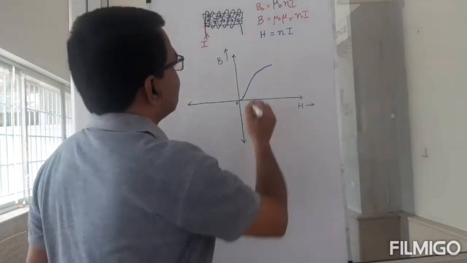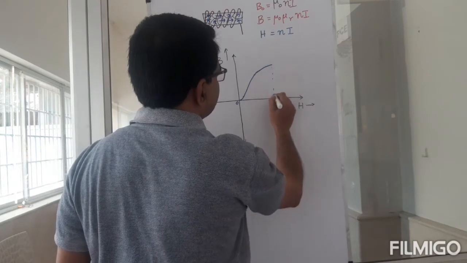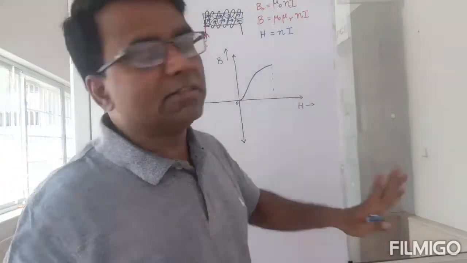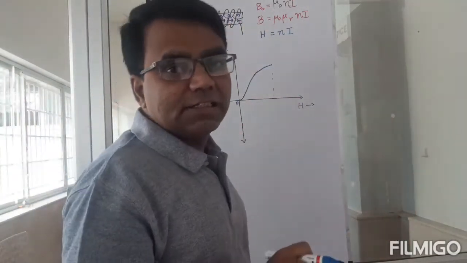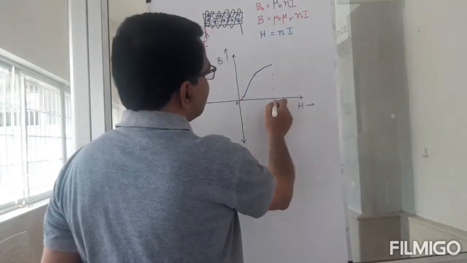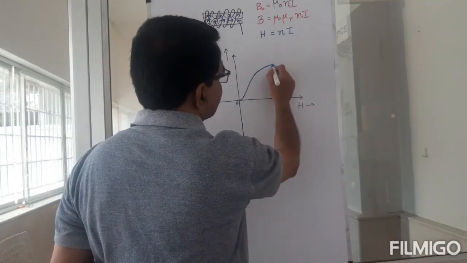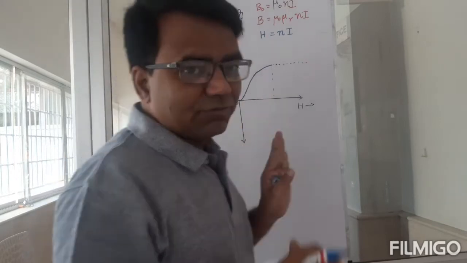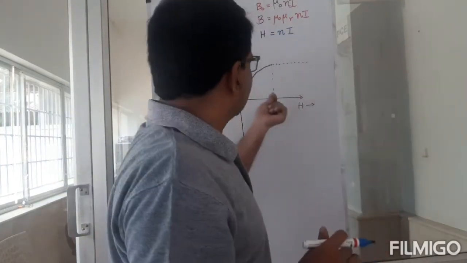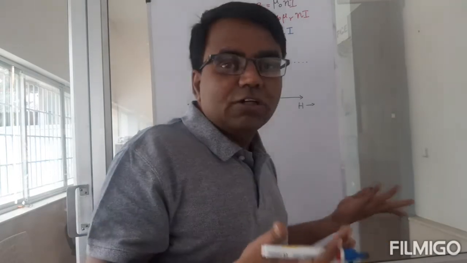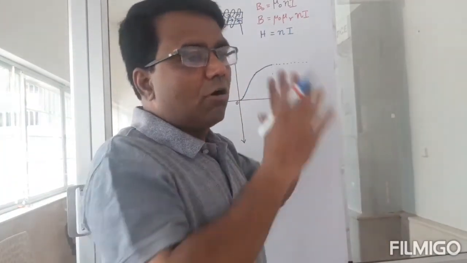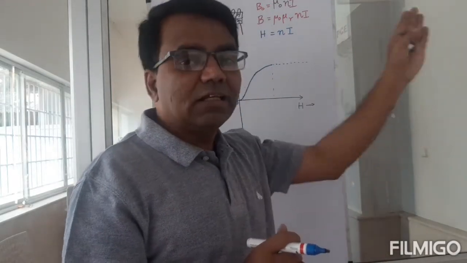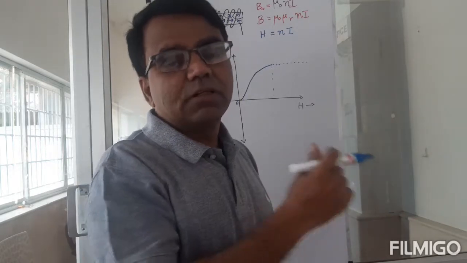And it will remain there, because maybe at this point, it is at this H value. Let us suppose that all the domains are aligned in the direction of the field. So beyond that, even if you increase, the B value is not going to change. It's going to remain like this only. It has almost saturated the whole thing. Every domain is aligned. So increasing the current value would not make any difference at all, because all of the domains are now aligned in the direction of the applied field.